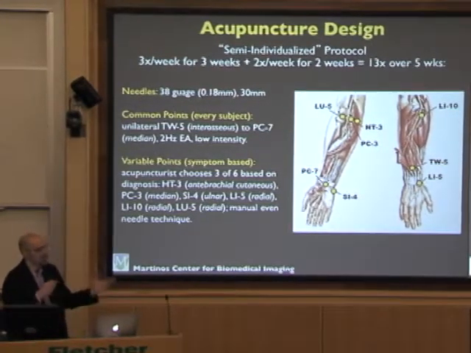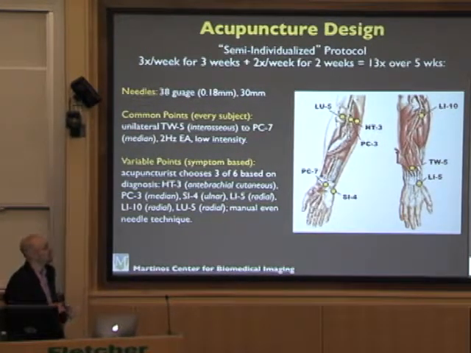And so we tried to walk the fine line there in this study by having a semi-individualized protocol where there's some common points that everybody gets, which is electroacupuncture from these 2 acupoints, pericardium 7 and triple warmer 5, that are basically right here on the wrist and right here on the dorsal aspect of the forearm. And then there were variable points that were chosen by the acupuncturist based on the individual presentation of exactly where the pain is in these patients. And so they were treated 3 times a week for 3 weeks, and then 2 times a week for 2 weeks, for a total of 13 treatments over 5 weeks.